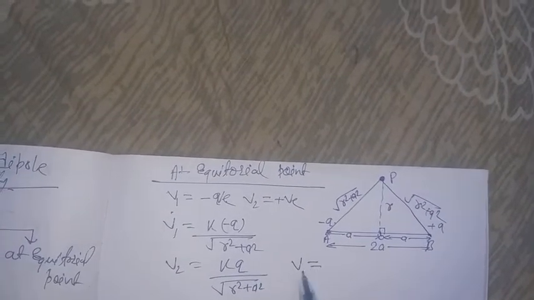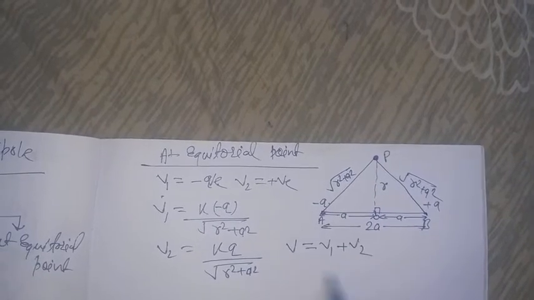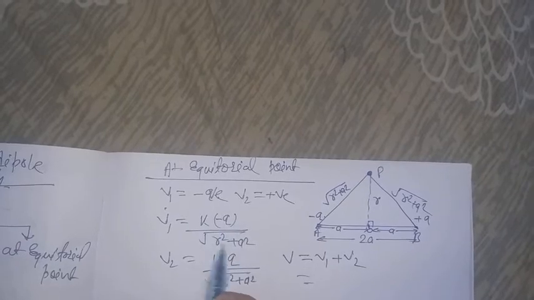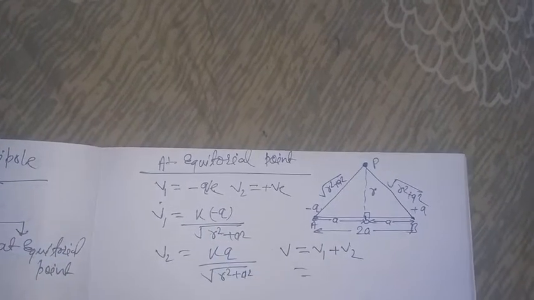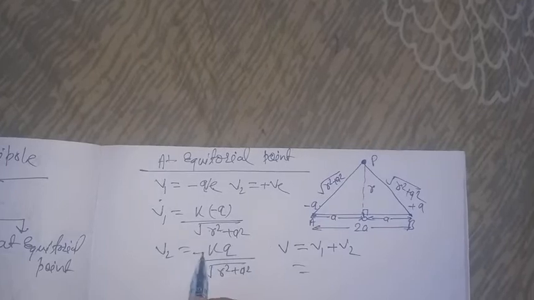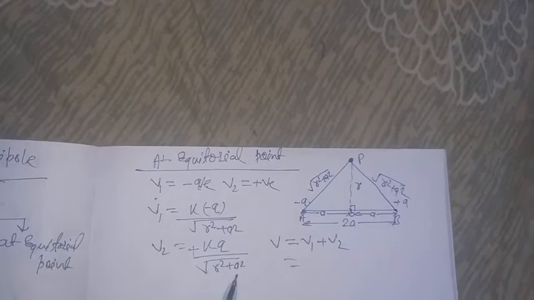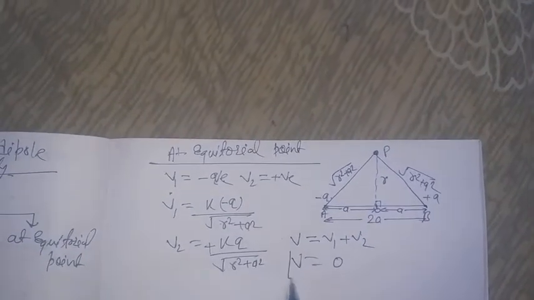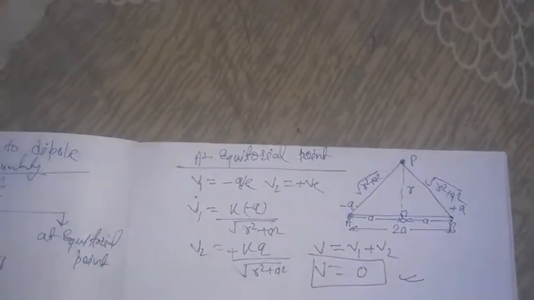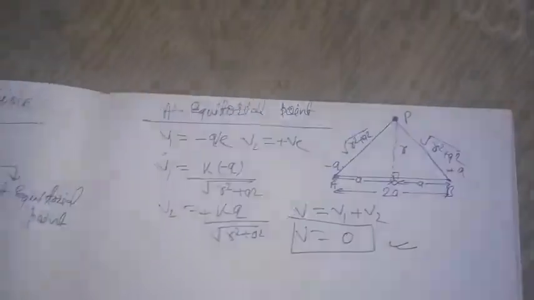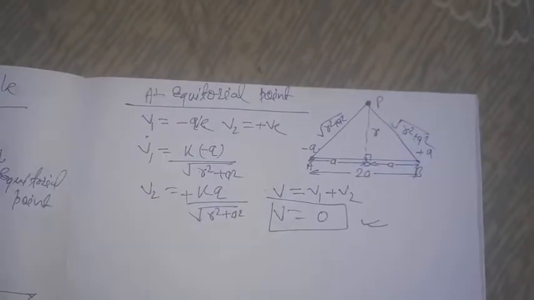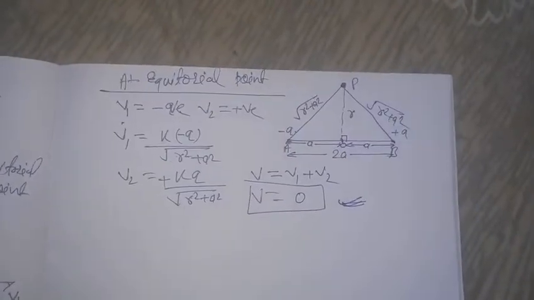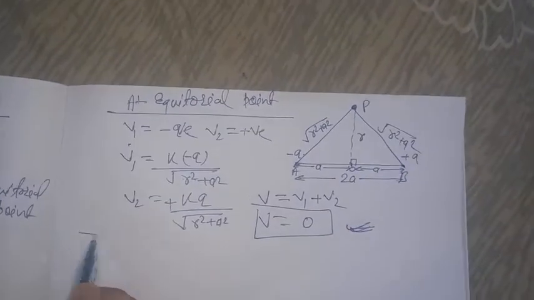Now net V is V1 plus V2. If we add the same quantity, minus KQ upon root under r square plus a square, and here plus KQ upon root under r square plus a square, the result will be 0. This means at the equatorial point, due to a dipole, electric potential is always 0. Okay, so this is the case.